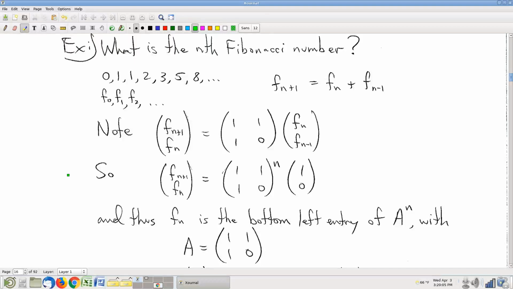Okay, so here's where we were last time. We were talking about Fibonacci numbers. This is just a quickie application of the idea of diagonalizability. So this is not really the point. This is not why we did all that diagonalizability stuff.